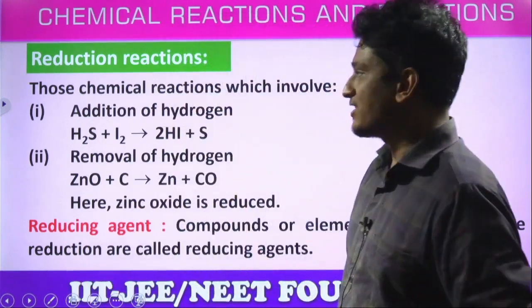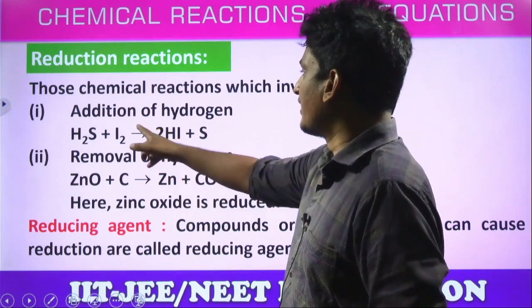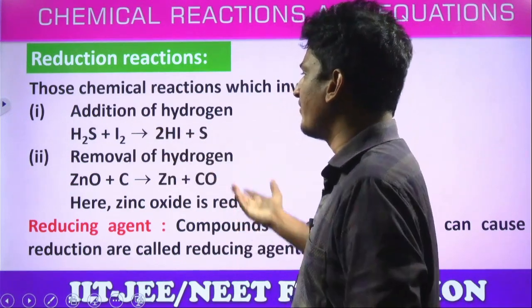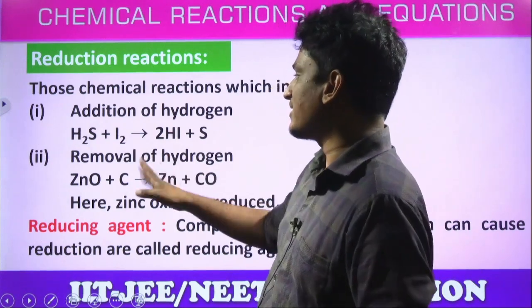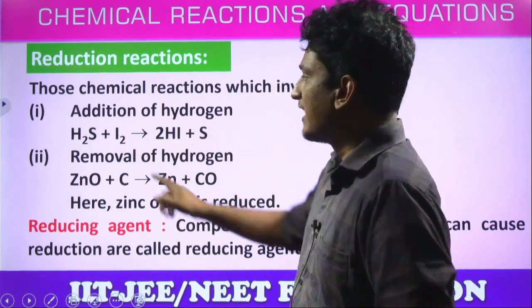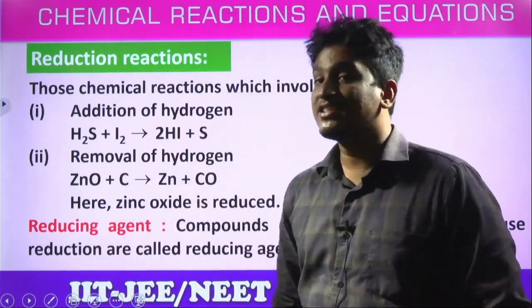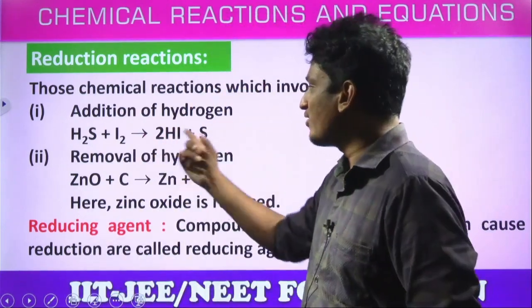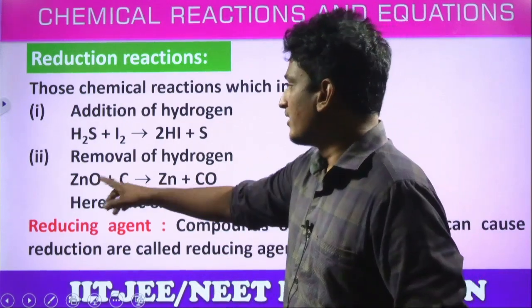So we have the reactions here. H2S plus I2. Addition of hydrogen is happening. Which is undergoing reduction, students, here? H2S plus I2 gives rise to HI plus S. Here sulfur is undergoing oxidation, but iodine is undergoing reduction. Why? Because hydrogen is added to iodine. Yes or no?